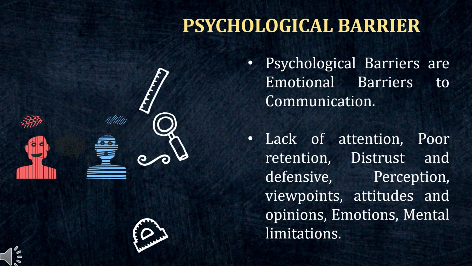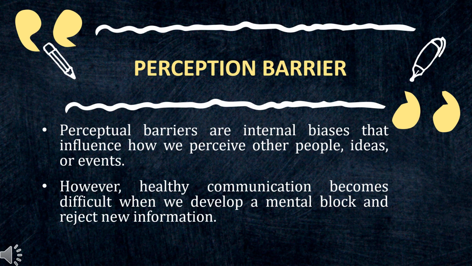Next is the psychological barrier. Psychological barriers are emotional barriers to communication. Lack of attention, poor retention, distrust, and defensive perception, viewpoints, attitudes and opinions, emotions, and mental limitations are some of the factors of psychological barriers. Next is the perception barrier. Perceptual barriers are internal biases that influence how we perceive other people, ideas, or events. However, healthy communication becomes difficult when we develop a mental block and reject new information.